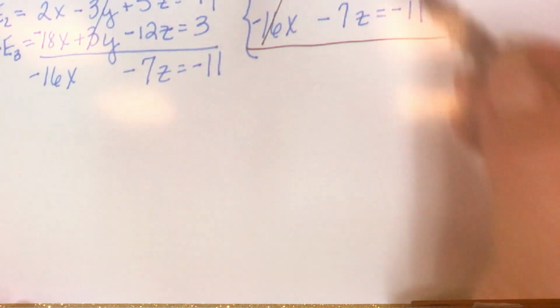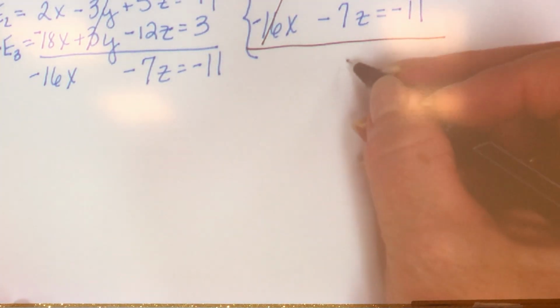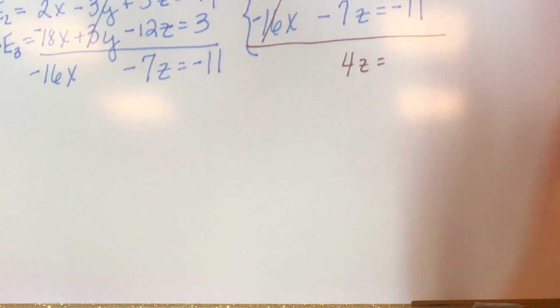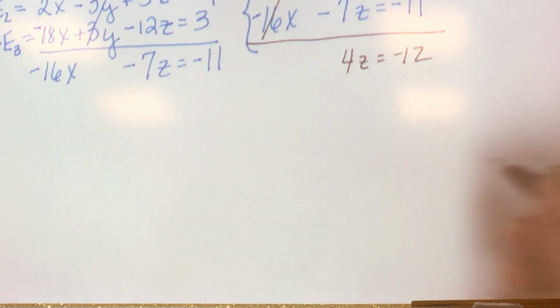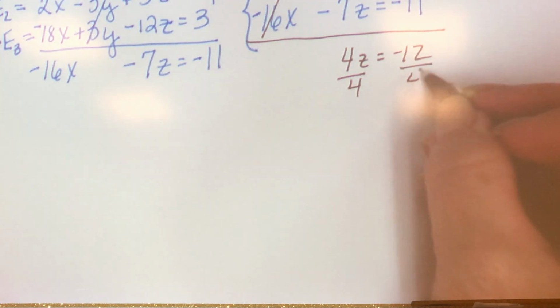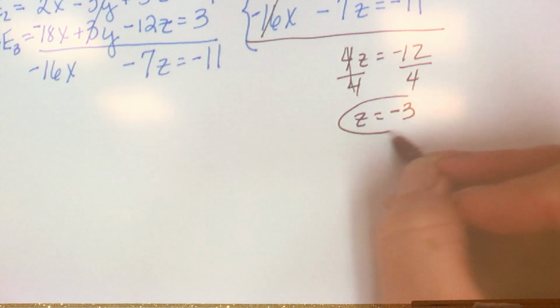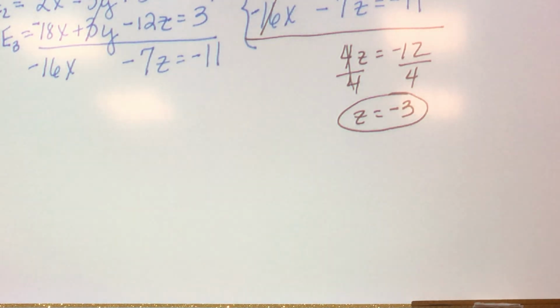What is 11z minus 7z? 4z. 4z equals what's negative 1 and negative 11? Divide by 4. And what is z? Negative 3. So circle it. Circle it, okay? There's a lot of work, so we don't want to be looking back through it trying to figure it out.